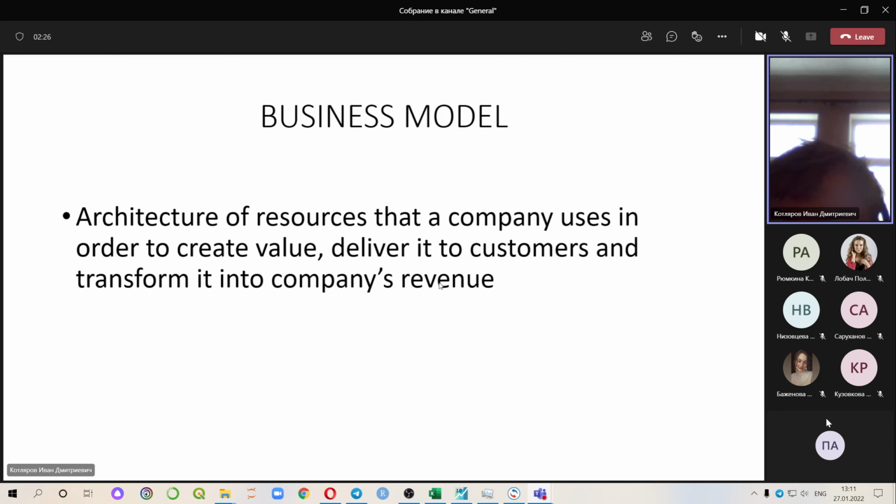A business model can be defined as an architecture of resources that a company uses in order to create value, deliver it to customers, and transform it into the company's revenue. So here we see that a business model covers three key aspects of any business. First of all, each business has to create value, obviously. It has to create value, which will be a source of its future income. And in order to get this income, the company has to deliver this value to its customers and transform this value into the company's revenue.